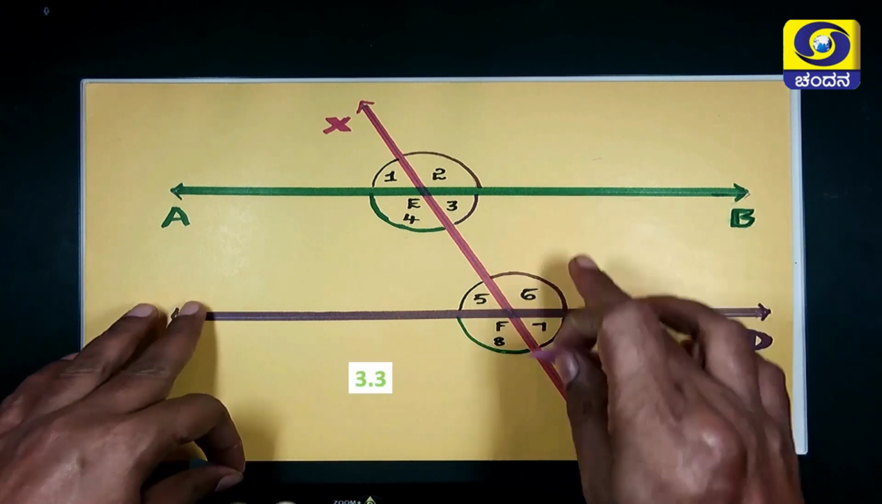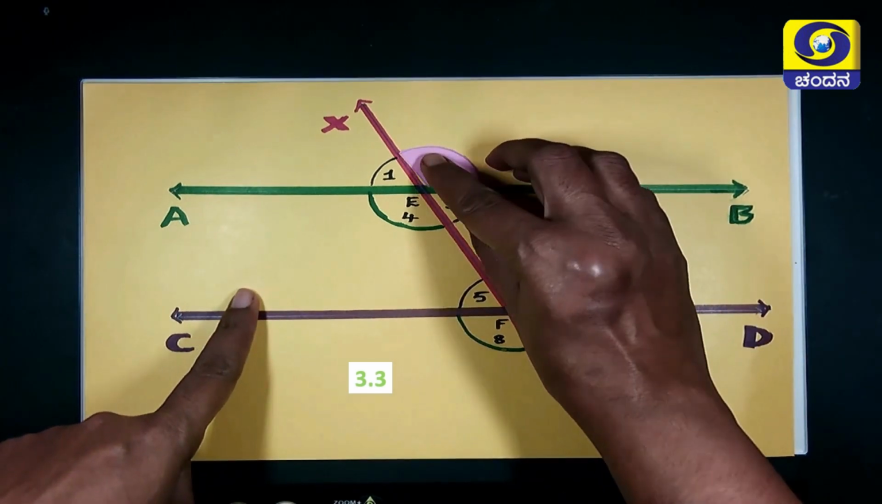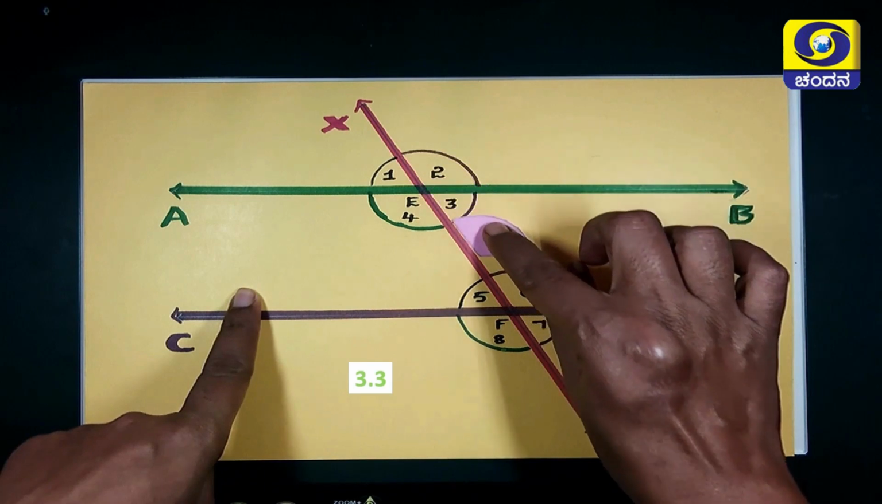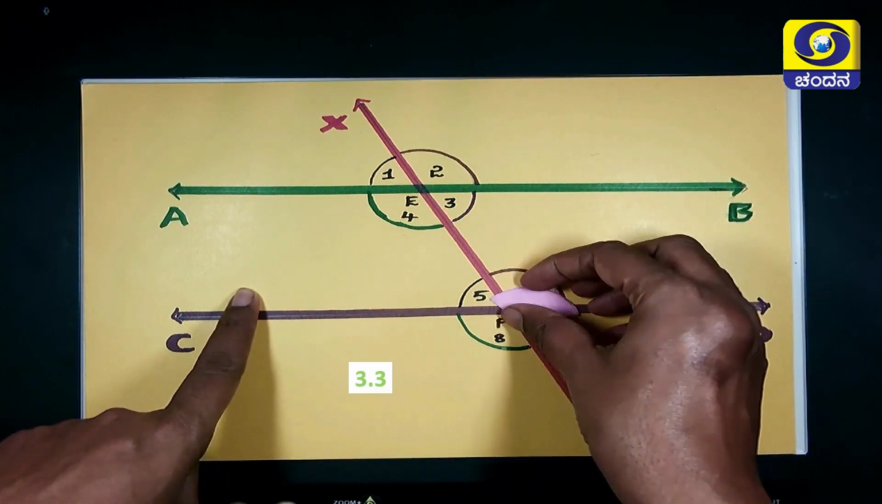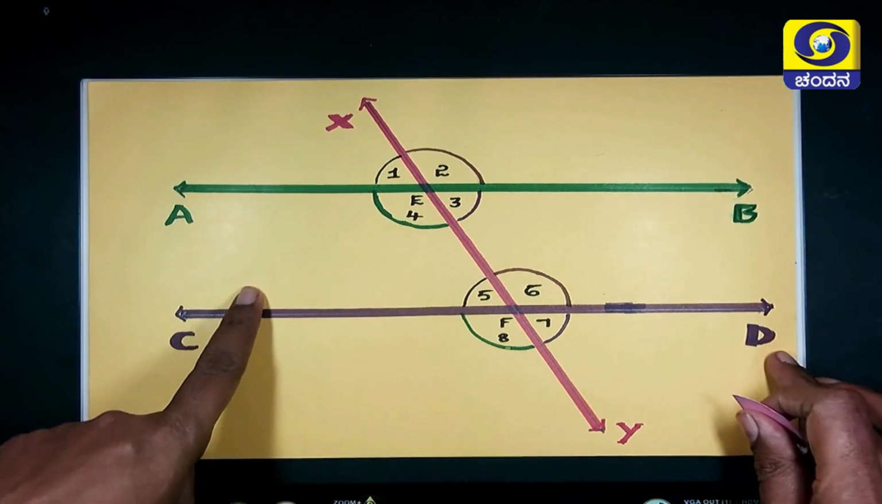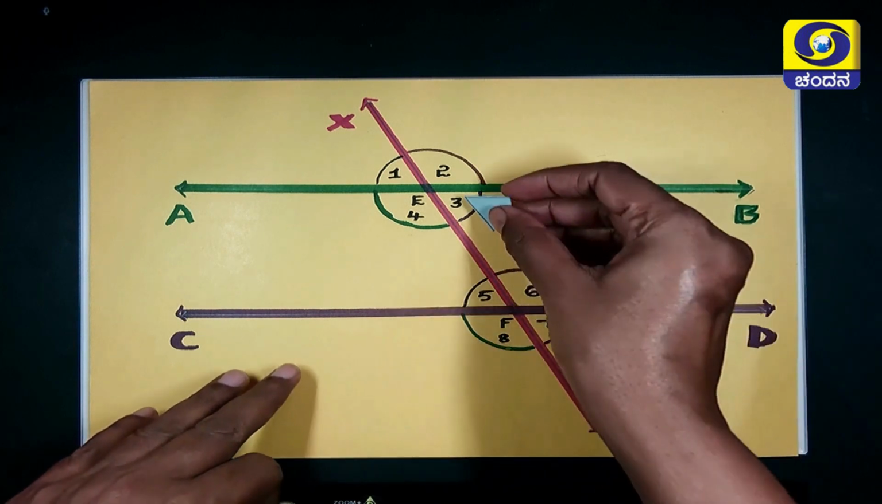Children, these Z-shaped angles and F-shaped angles are very important to understand properties of parallel lines and theorems on parallel lines. So, if a pair of F angles are equal, then we say the two straight lines are parallel. The transversal meets the two straight lines, and those two lines are parallel.